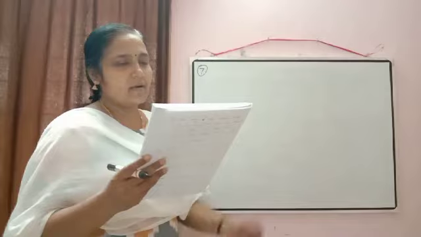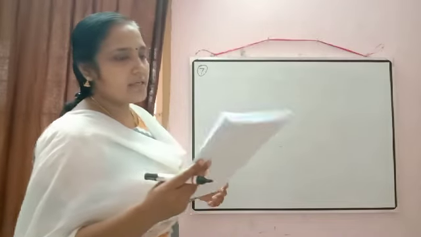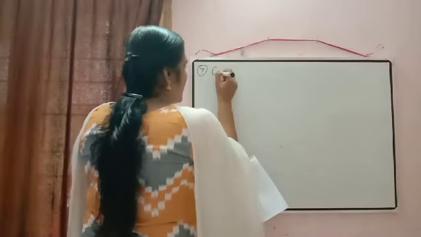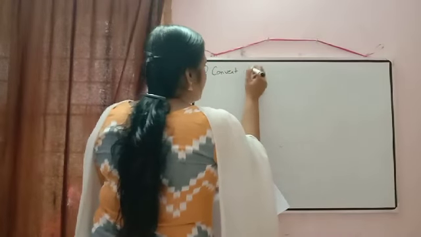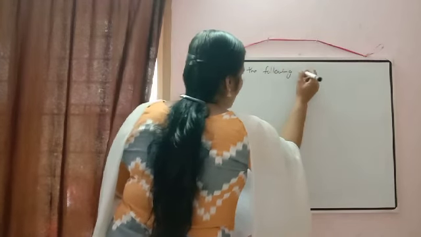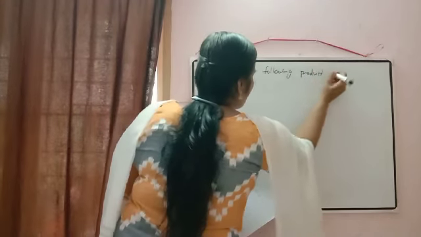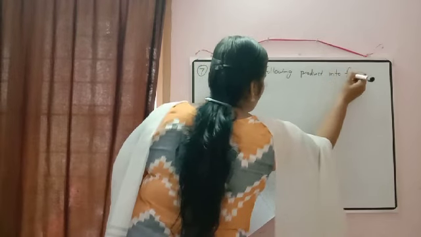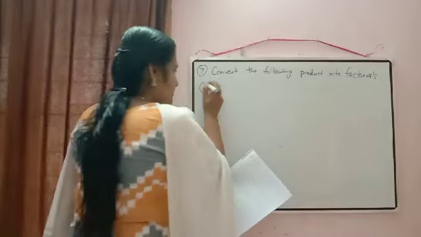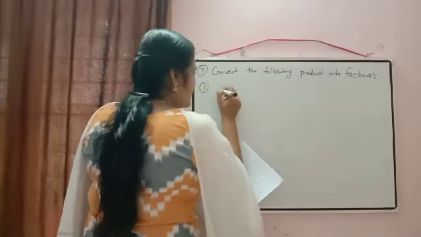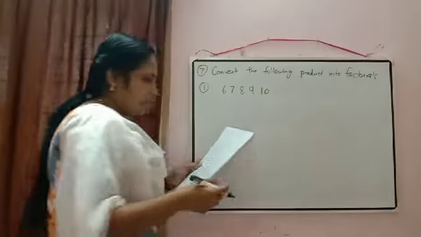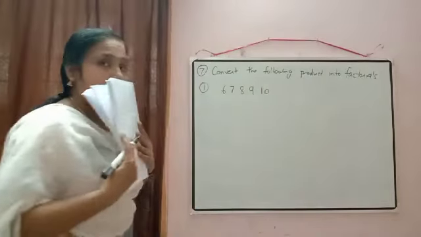Now all of you write down question number 7. Convert the following product into factorials. So you have to express in terms of factorials. The first one is 6 into 7 into 8 into 9 into 10. We have to convert this into factorial there.